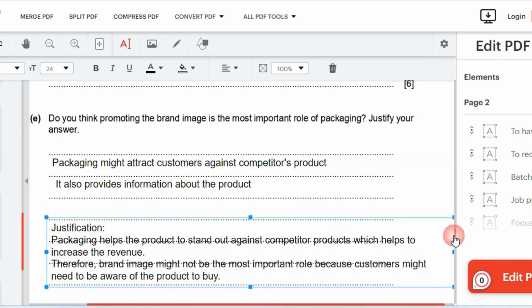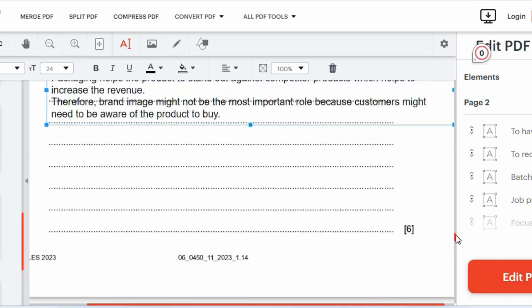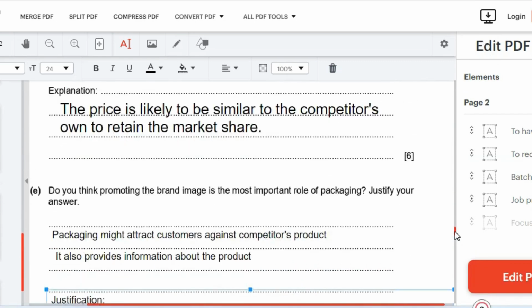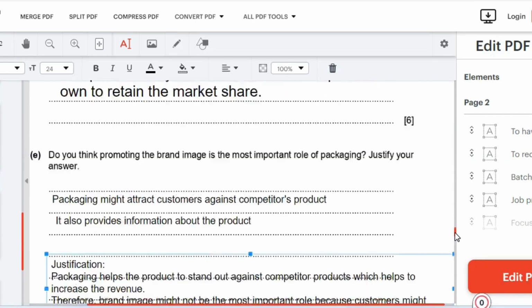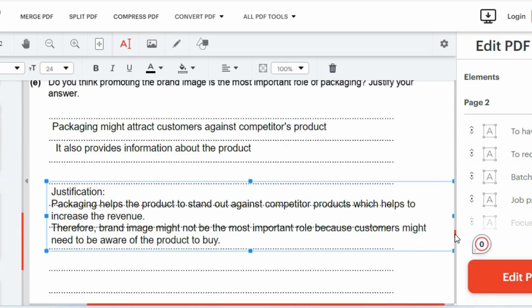Let's see if we still have a question here. I think we are done with this year's paper 1 questions. This brings us to the end of this paper 1 of May 2023 Cambridge assessment.